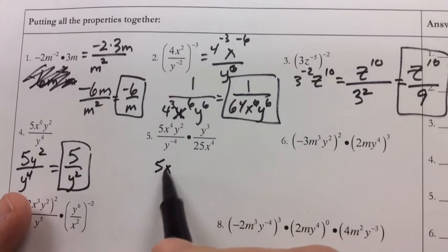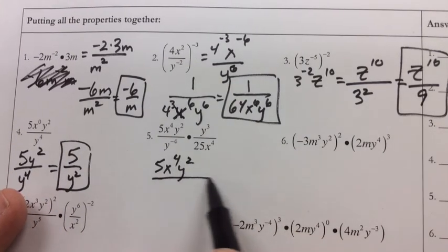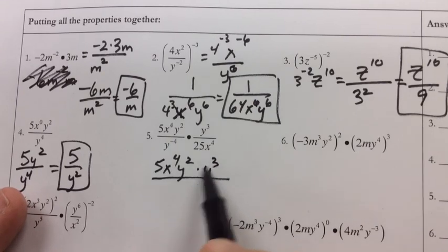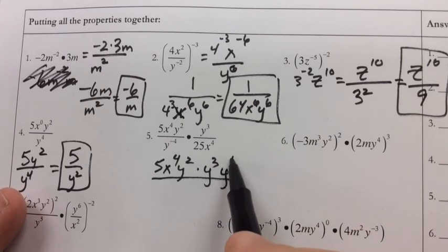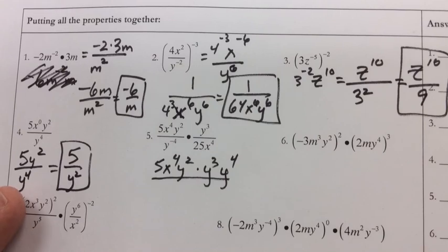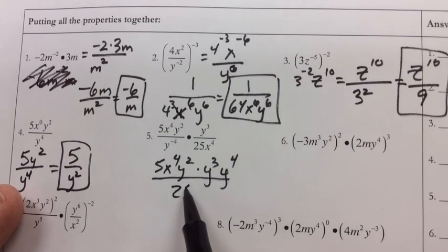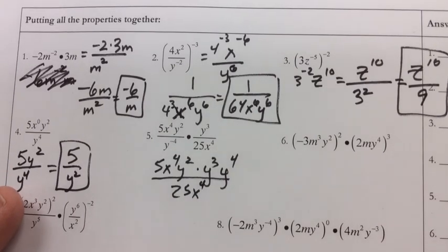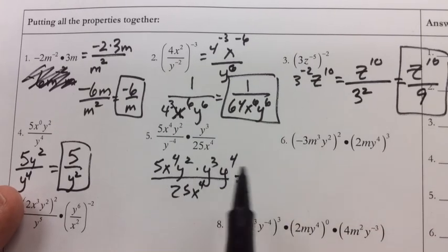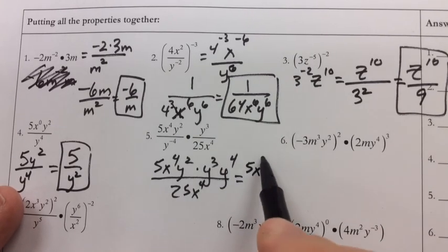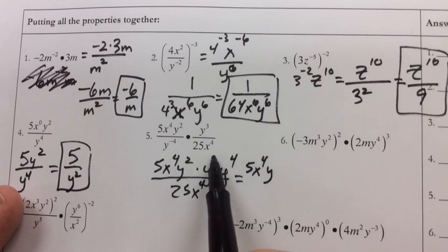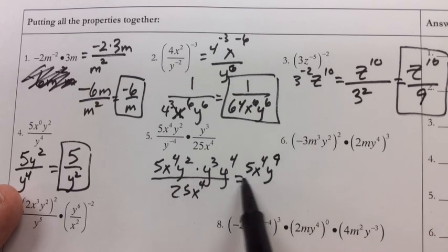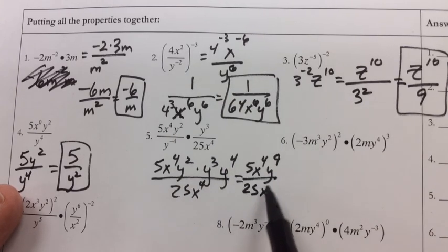Number 5, I'm going to get rid of my negative exponent first. So I'm going to rewrite this. I'm going to think of this as one big fraction. The y to the 4th is now going to come to the top. So that's moved. I leave my 25x to the 4th on the bottom. And now I combine like terms. 4, 5, 6, 7, 8, 9, y to the 9th on the top, 25x to the 4th.